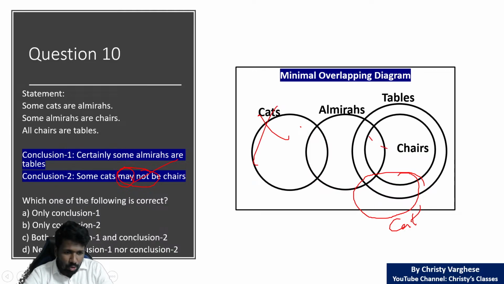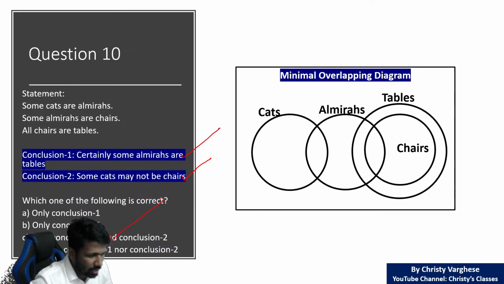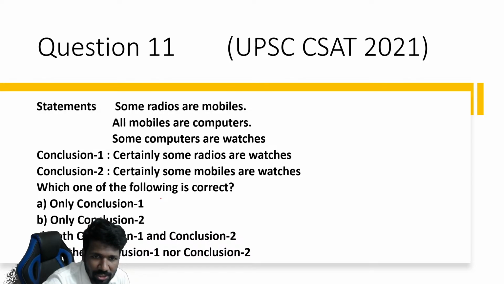If the wording was "should not be," "must not be," or "are not," then conclusion 2 would not be correct, but here conclusion 2 is correct. And conclusion 1 is also correct. So both conclusions 1 and 2 are correct. Is it clear to all of you? Please respond.